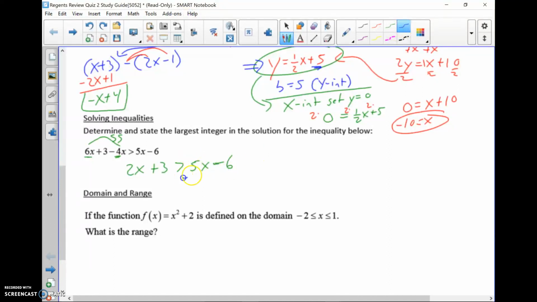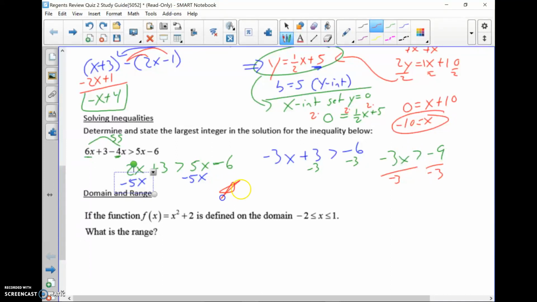Then I like x on the left, so I'm going to subtract 5x here, especially in inequalities. And 2x minus 5x, that's going to be negative 3x plus 3 is greater than negative 6. Next, I'll minus 3 to get the number on the right. So negative 3x is greater than negative 9. And then we divide negative 3, divide negative 3. Remember the golden rule here is if you divide by a negative, you have to flip the sign. Flip this inequality sign. So x is no longer greater than, but less than. And negative 9 divided by negative 3 is positive 3. So x is less than 3.